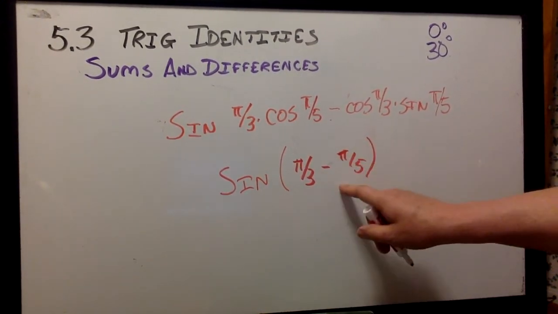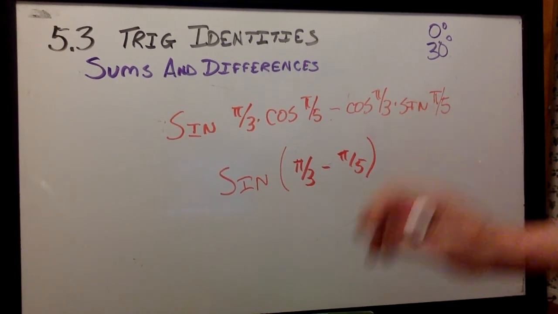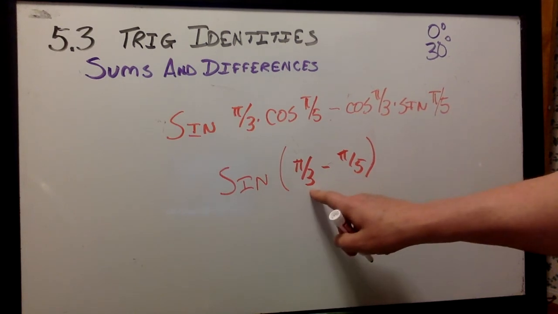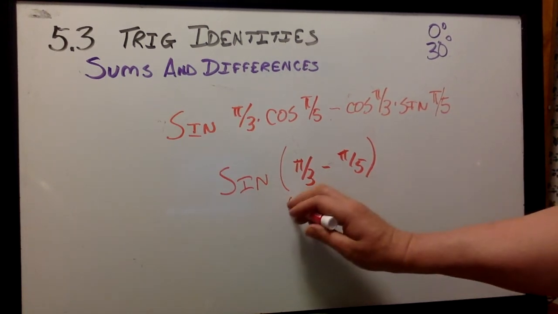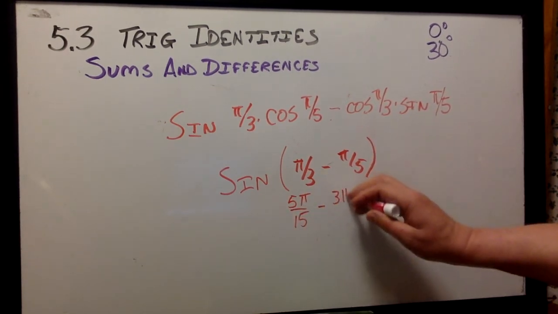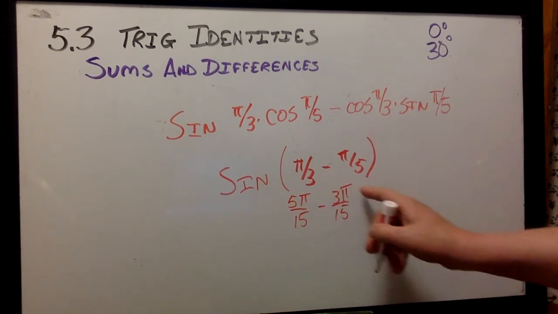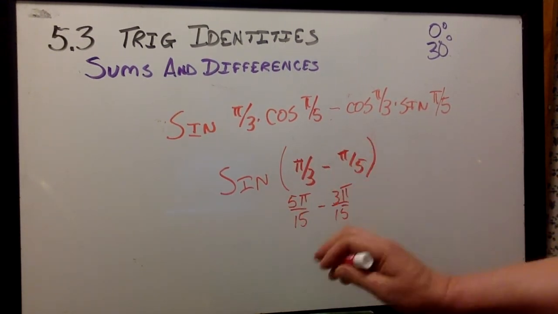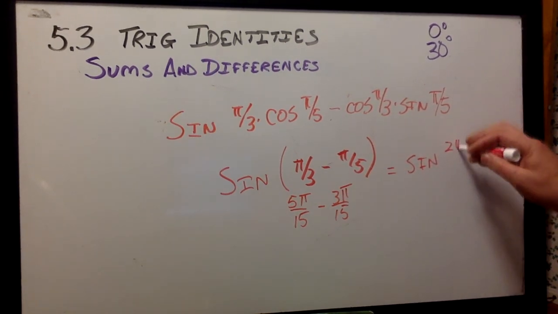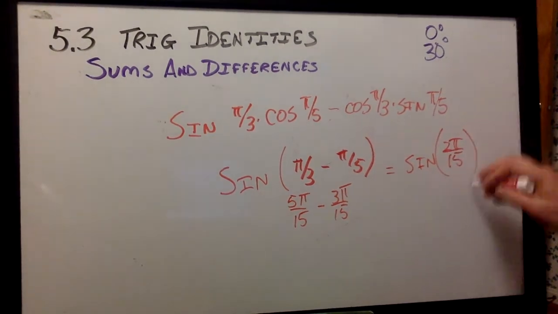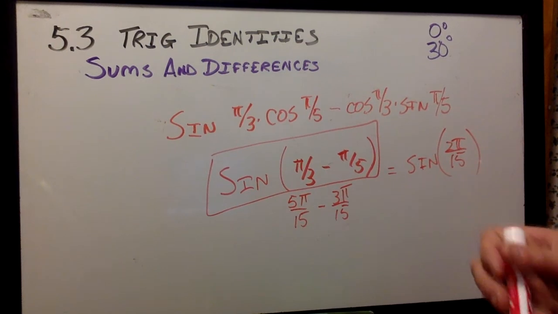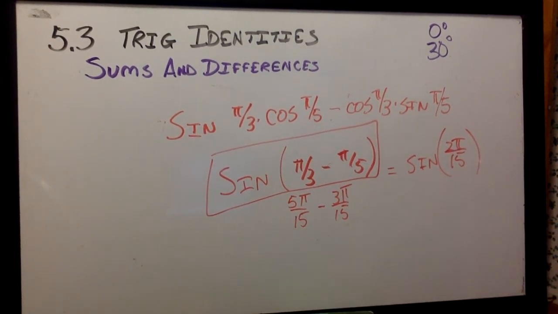Now, you leave it like that, I'm happy. If you want to, you get a common denominator. The common denominator is 15. So this is 5 pi over 15 minus 3 pi over 15, which ends up 2 pi. So the true answer is the sine of 2 pi over 15. You guys, I don't really care. You leave it like this, I am thrilled to death. So it's not that bad, okay? It's not that bad.